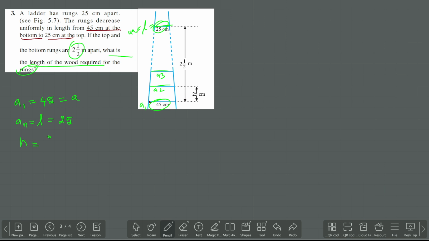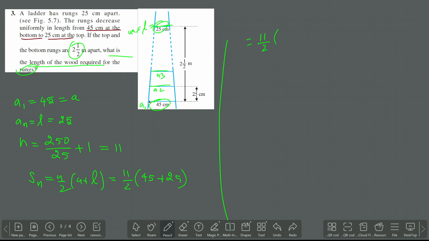A value we have, and N value. N value, what I know? 250 divided by 25 plus 1. How are we getting this? 2.5 meter we are converting into 250. So which is equal to 11. So I have A, N, and L values. Then surely we can find SN, right? Very easily. Then what is my SN? SN equal to N by 2 times (A plus L). N value 11 by 2, A value 45 plus L value 25. What am I getting? 11 by 2. When I add each, 70. Half of the 70, 35. 385 centimeter. This much length I need.